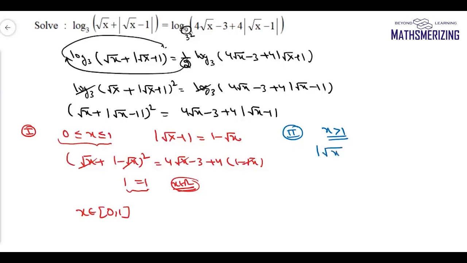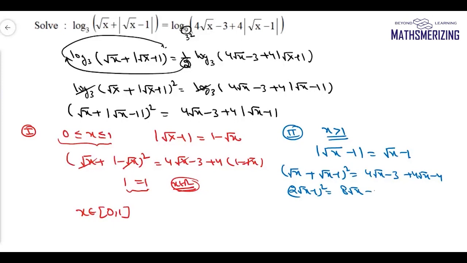in that case, mod of under root of x minus 1 is equal to under root of x minus 1. So now I can write it as under root x plus under root x minus 1 whole squared, and this is 4 under root x minus 3 plus 4 under root x minus 4. So I'll get twice under root x minus 1 whole squared, and this is 8 under root x minus 7. So there'll be 4 under root x whole squared plus 1 minus 4 under root x, and this is 8 under root x minus 7. So I'll get this equation as 4 under root x whole squared minus 12 under root x plus 8 equals 0.